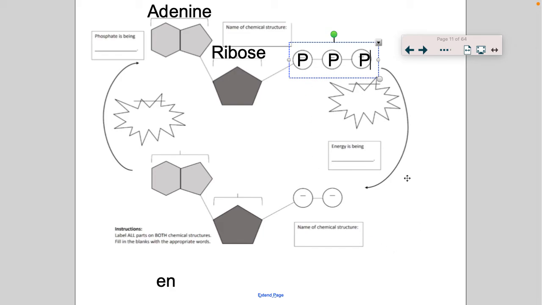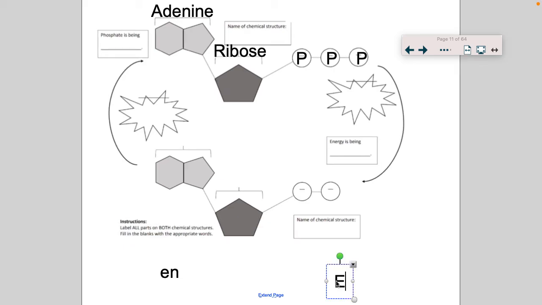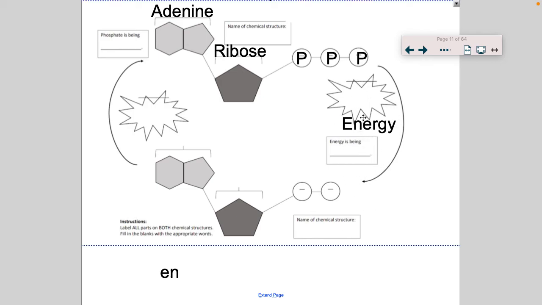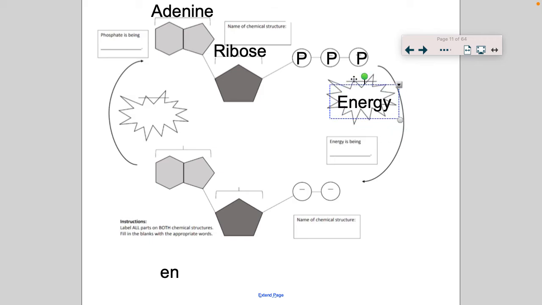Okay. Anytime you see these little explosions right here, that usually represents energy. Energy is being given off. Energy is being released. Every time you cleave off a phosphate, it's being released.